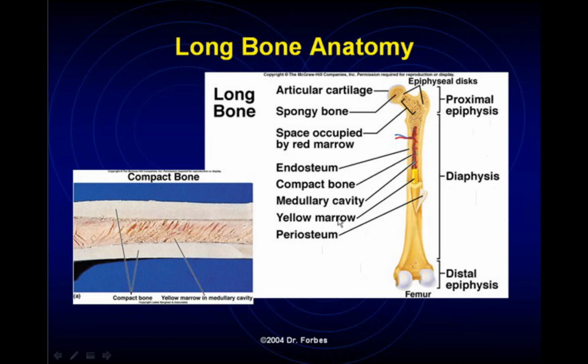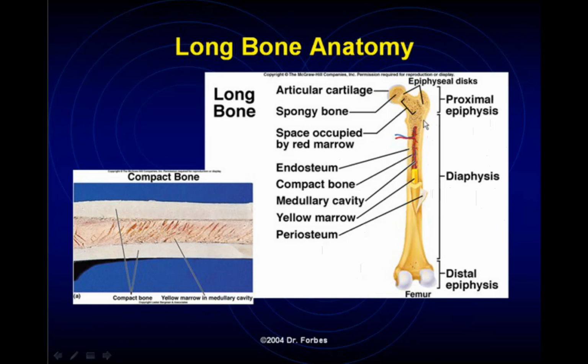In the prepartum skeleton, just before birth, prepartum means before parturition. Parturition means birth. So prepartum is before birth, postpartum is after birth. In the prepartum skeleton, you're going to find the medullary cavity full of what's called red marrow. And this is actually a blood-forming tissue. But after birth, that red marrow is replaced by yellow marrow in the medulla.